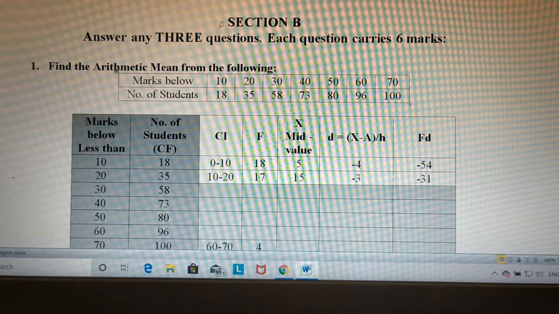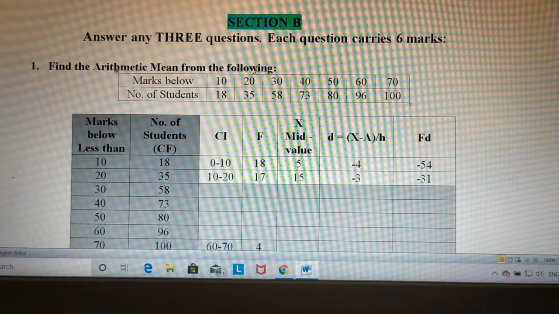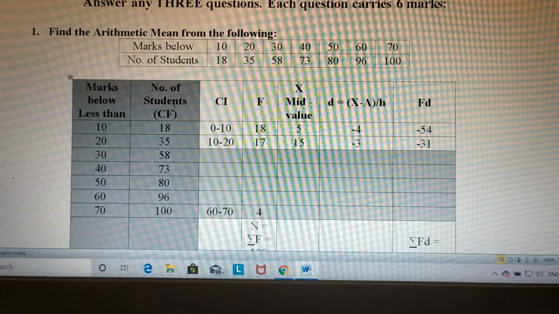Okay, let us discuss Section B. Section B consists of 5 questions, out of which a student needs to answer 3 questions. Each question carries 6 marks. Let us straight away go with the first question.